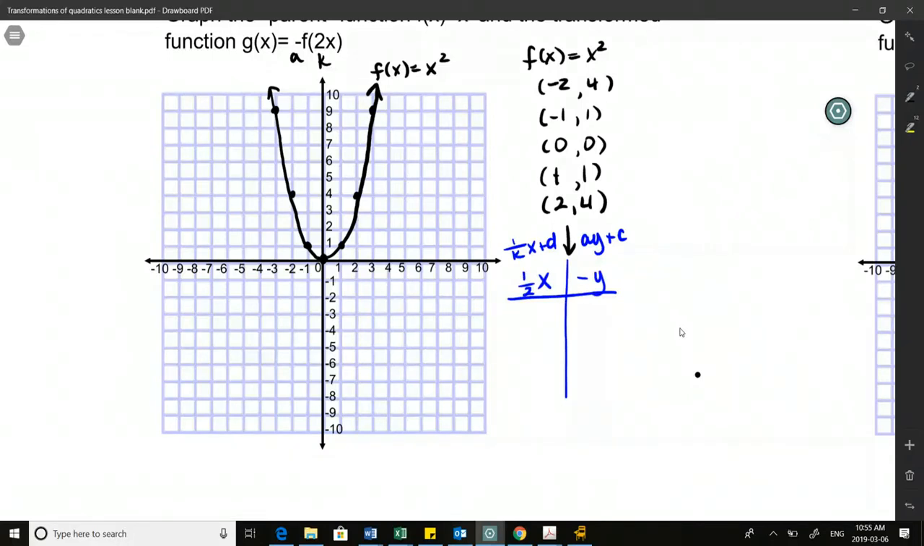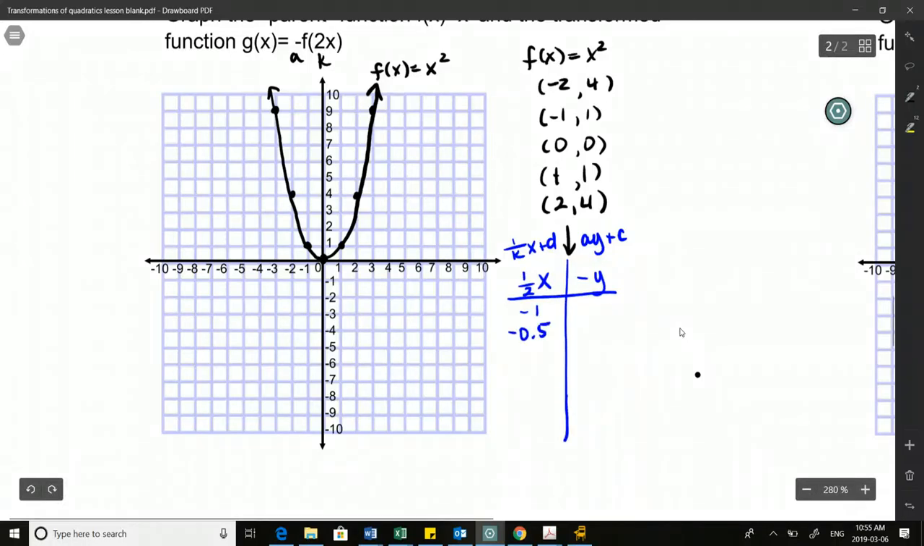So I'm taking the x coordinates on the left, -2, -1, 0, 1, 2, and I'm halving them all. So when I half -2, I get -1. When I half -1, I get -0.5. When I half 0, I get 0. When I half 1, I get 0.5. And when I half 2, I get 1.